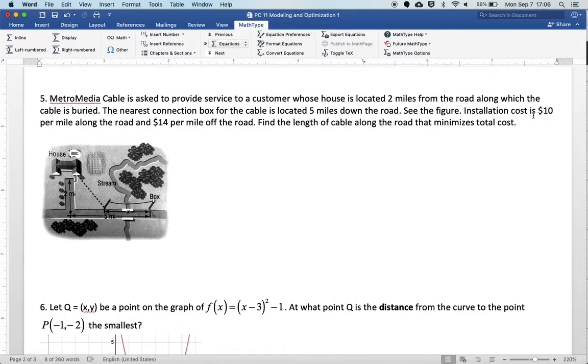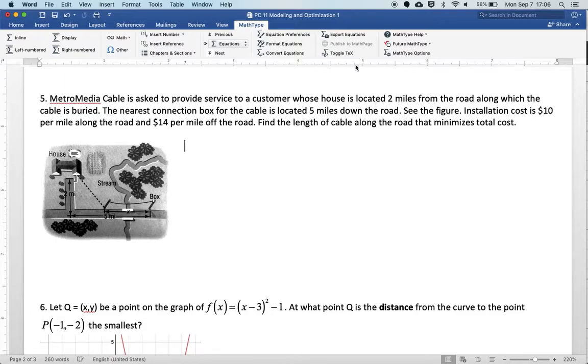Installation cost is $10 per mile along the road. So if we go 0 miles along the road, we'd be doing 0 miles times $10. So we go to at most 5 miles down the road. So we could have 5 times 10, or we could be somewhere in between there. It's $14 per mile off the road. So if we're going off the road with those 2 miles, well, that would be there. Or if we're going diagonal wherever we depart from the road and start going into the house, it'd be $14 per mile off the road. Find the length of the cable along the road that minimizes the total cost.